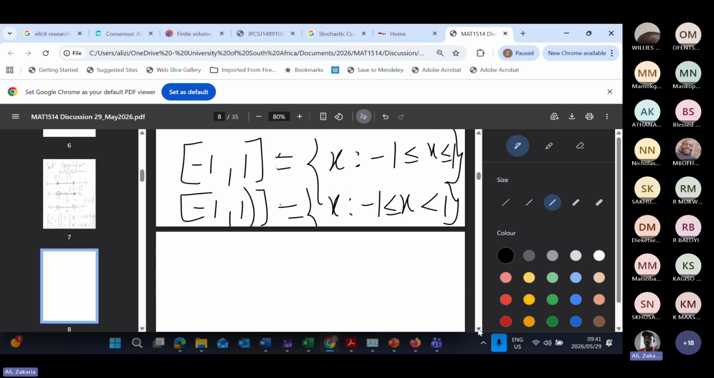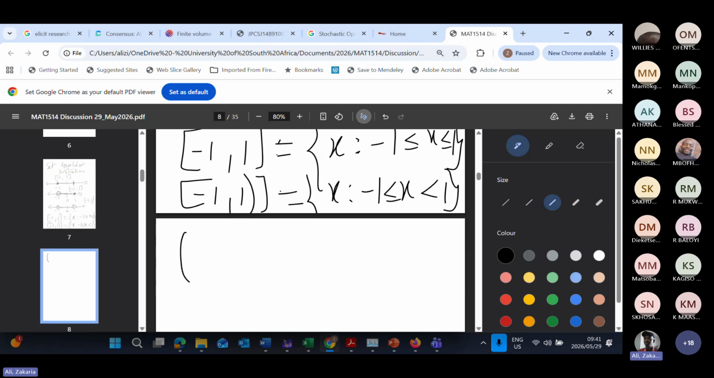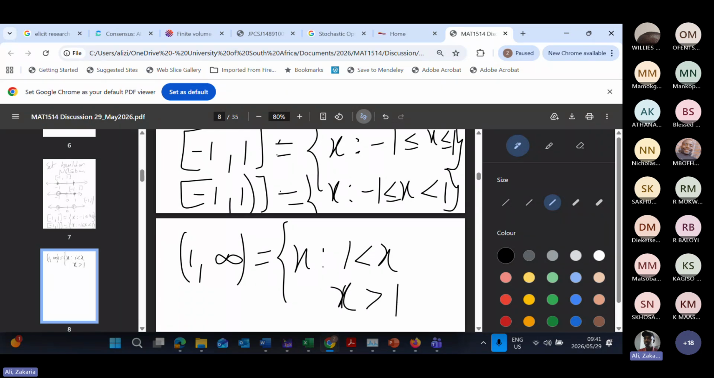Then if I have, let's say, from 1 to infinity, you're going to have it as the set of x such that 1 less than x. This, 1 less than x less than infinity, is enough. However, you can also write it just like x strictly greater than 1. That should be enough to say.